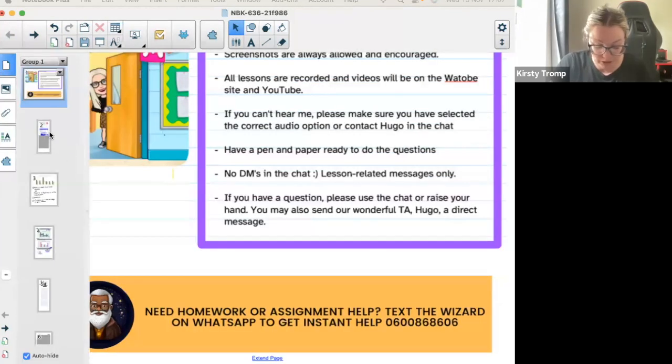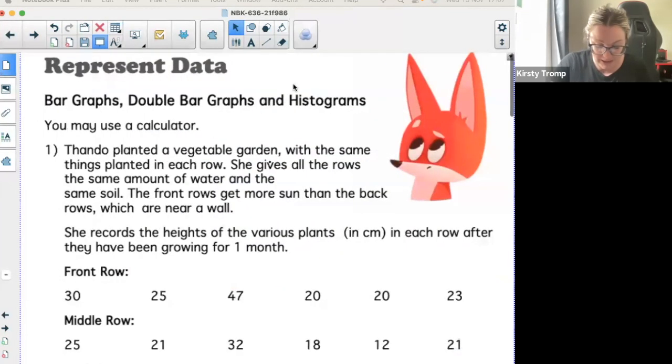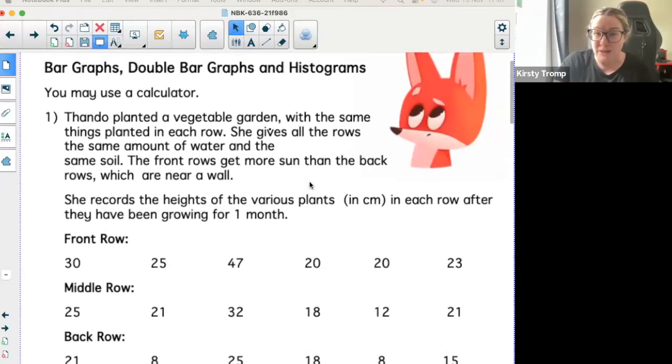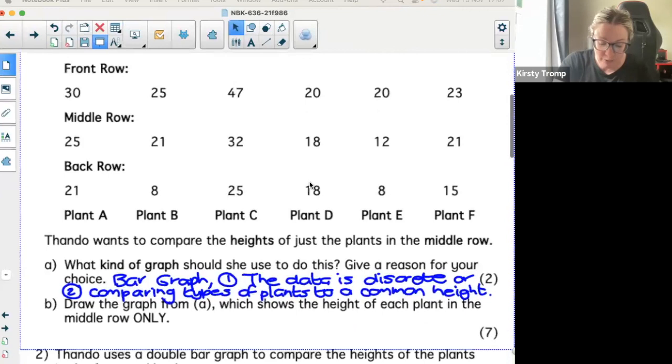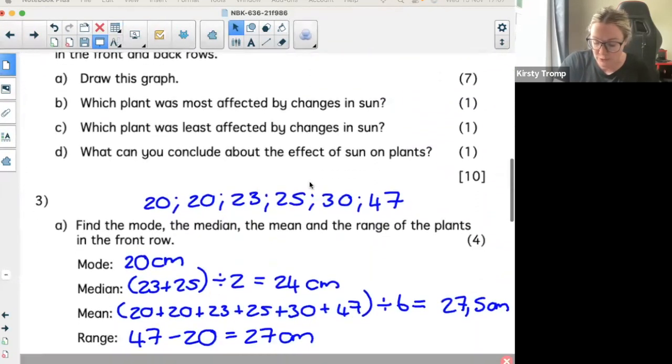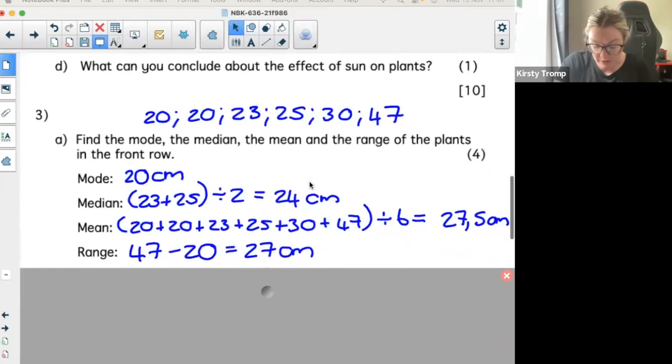On Monday, we were looking at our graphs, okay? And we looked at what is a bar graph, what is a double bar graph, and what is a histogram. We made some notes on that. We took some screenshots. We saw what that looked like, and then we got into our questions. And we looked at Tando, who was planting a vegetable garden. She had a front row, a middle row, and a back garden. And we looked at all the different ways that she could plant her garden.